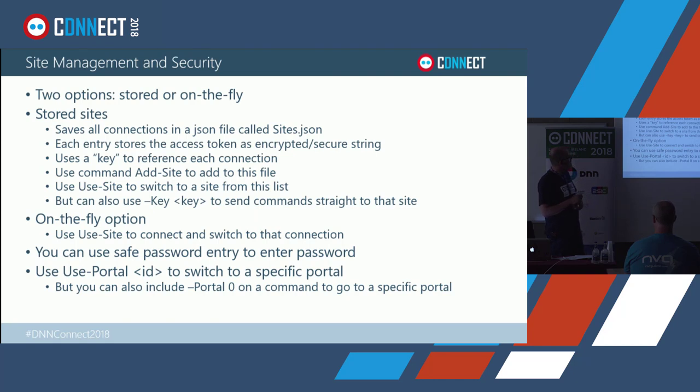So the way it's stored is in a JSON file in your PowerShell directory. There will be a JSON file called sites.json, and it actually encrypts your token and leaves it there. Who has worked with JWT here before? Yeah, of course. Okay, most of you. So you know that by default, the way DNN works, your session token expires in, I think, two hours, five minutes. And your refresh token expires in two weeks, if I'm not mistaken.